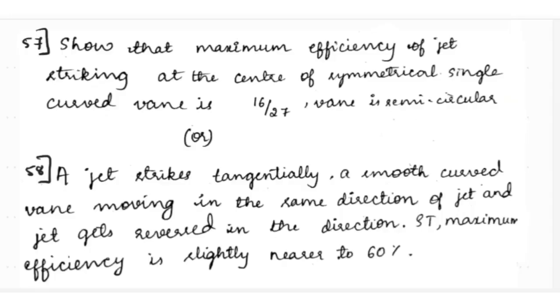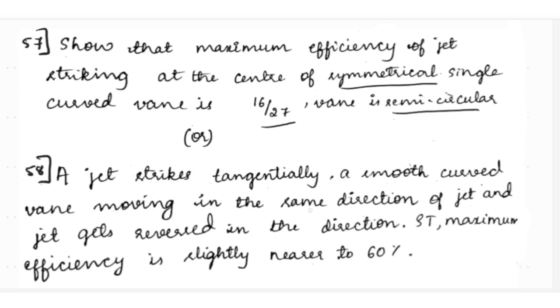Hello everyone. Now we will solve the numericals on symmetrical semicircular curved vane. So going to the question, show that maximum efficiency of jet striking at the center of symmetrical single curved vane is 16 by 27, given that the vane is semicircular.